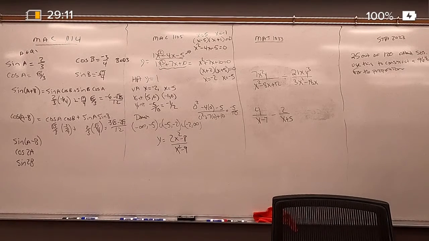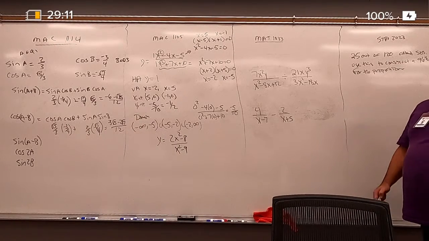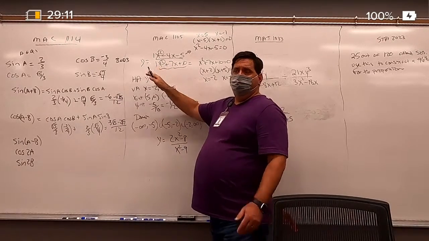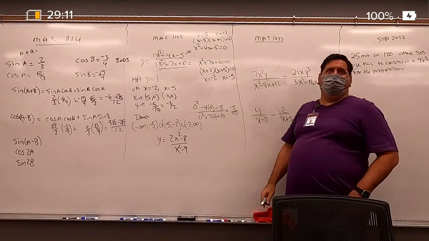Do you always have two values for vertical? Not always. If it's x squared, a lot of times you will, but not always.